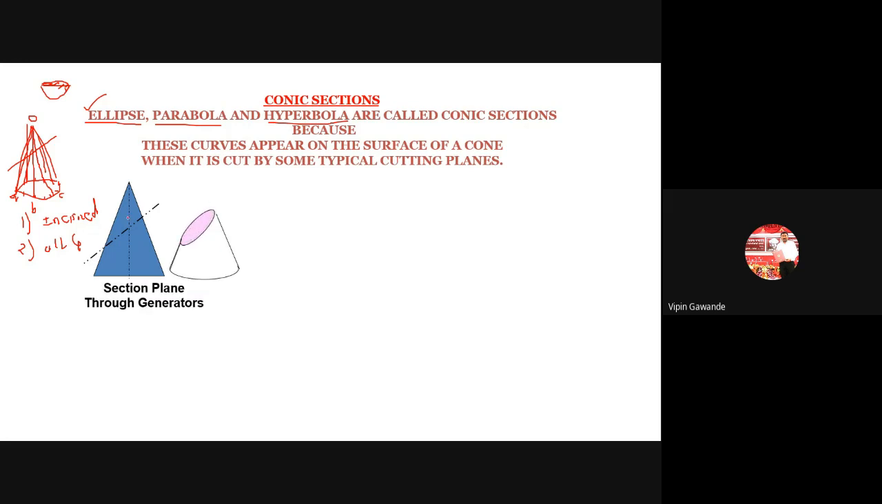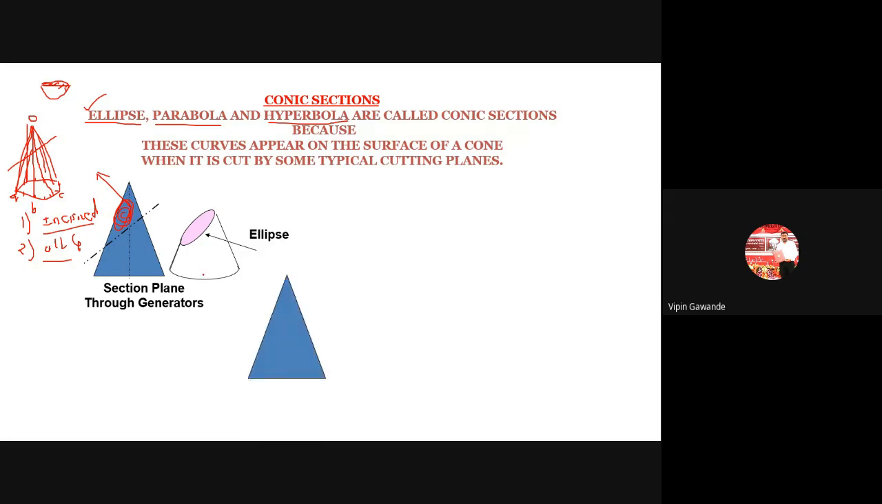Now this upper part gets removed, and the part which remains here is this one. This is our ellipse. So we got the ellipse here. These are the two conditions you have to remember. That is the first, the ellipse.